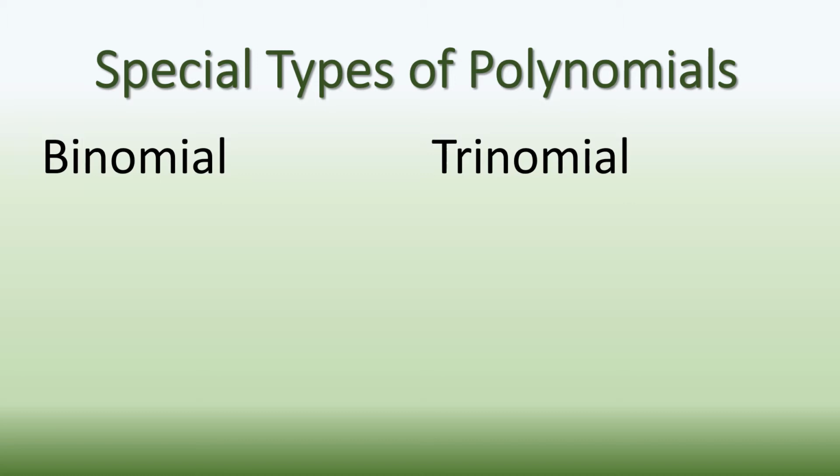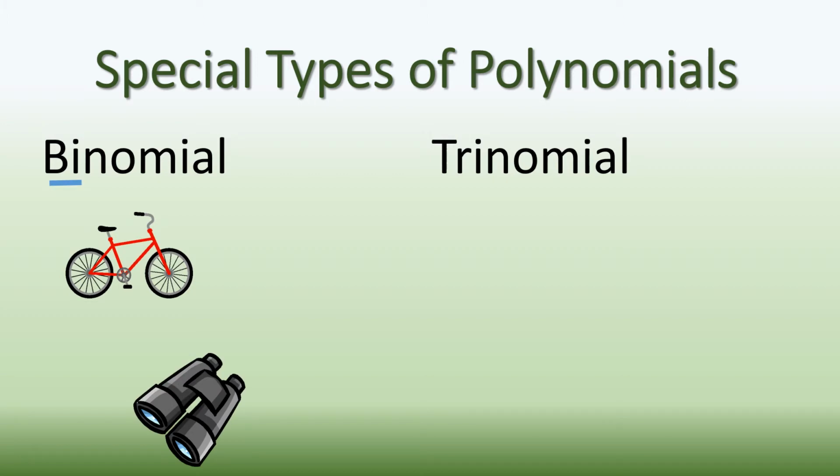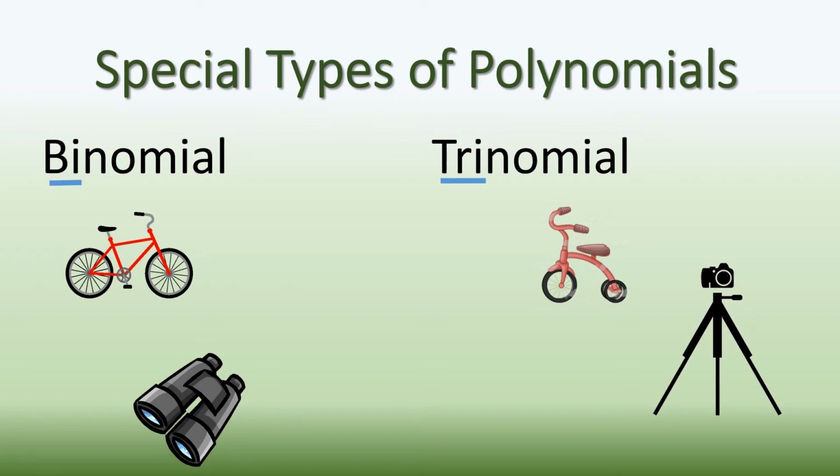You'll notice they have a binomial and a trinomial. So what do they mean? Well, let's look at bi. I have a bicycle. It has 2 wheels. Then there's binoculars. Notice there's 2 places to look through. Trinomial. What is a tricycle? Well, a long time ago I had a tricycle, and it has 3 wheels. I do have a tripod for my camera, and it has 3 legs.